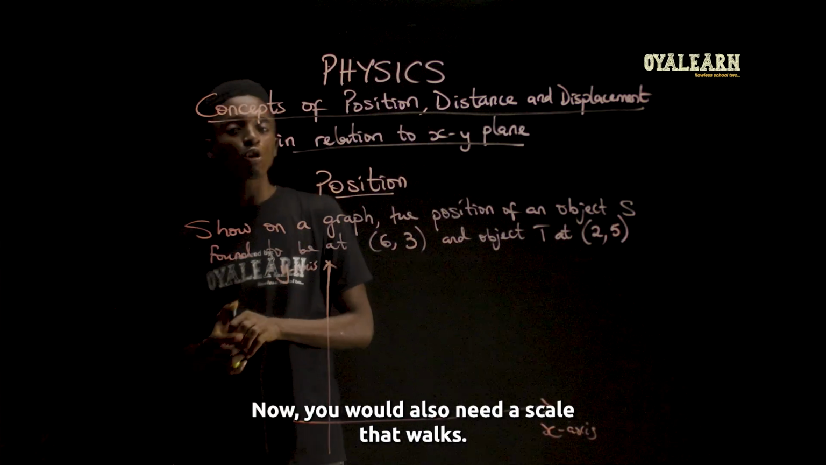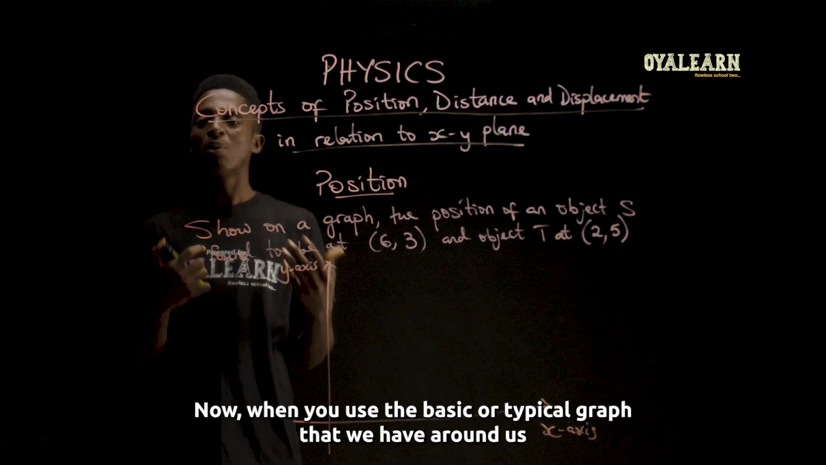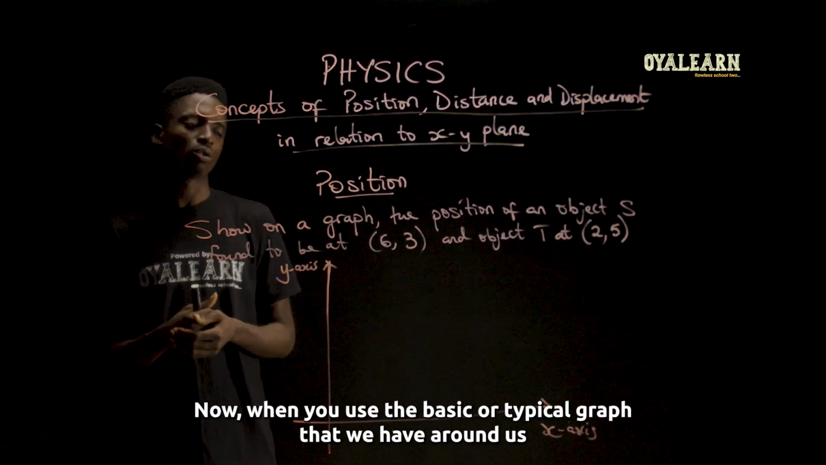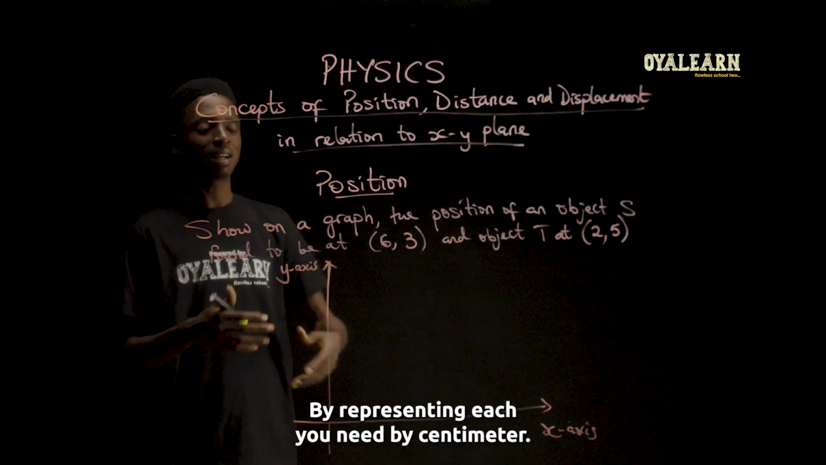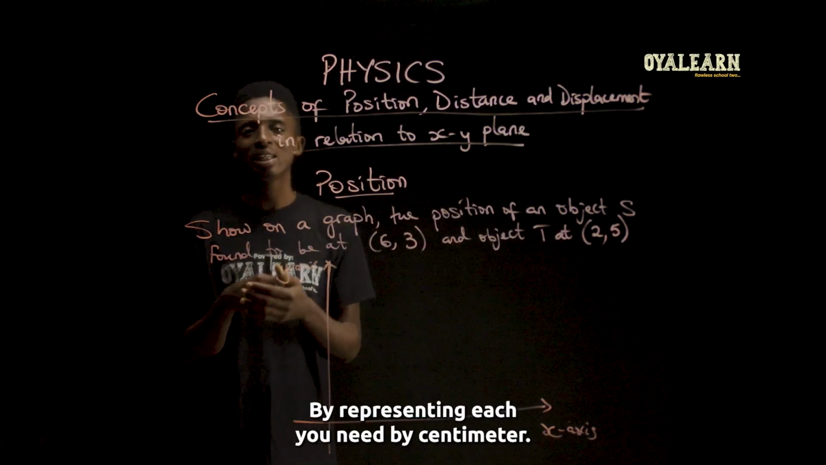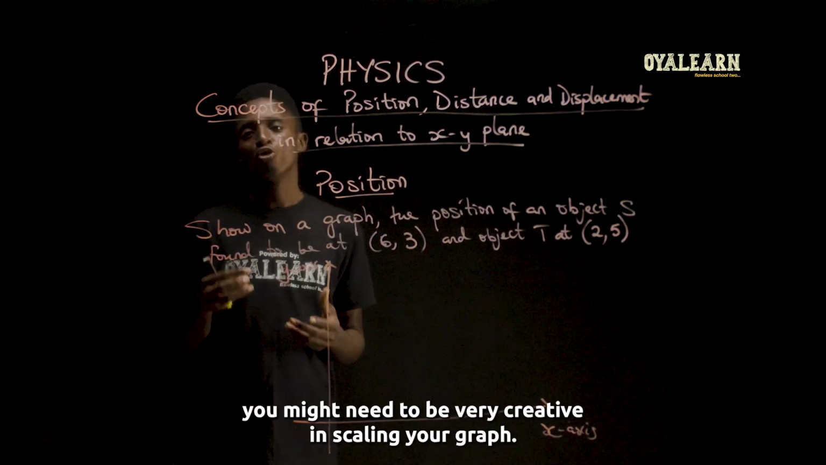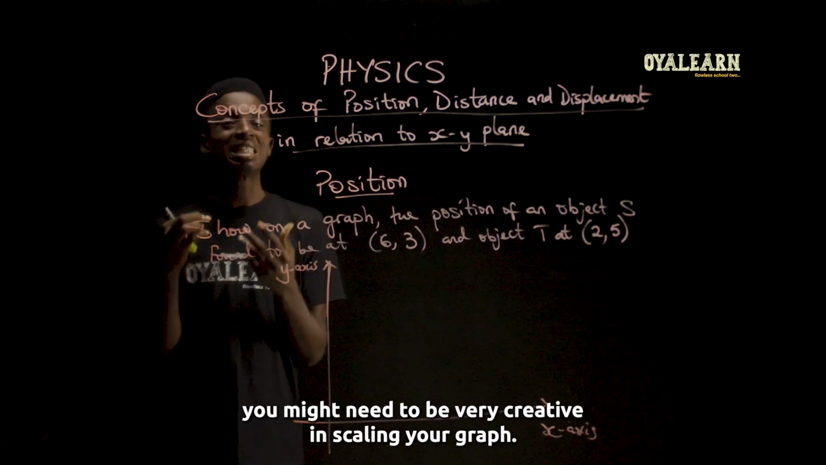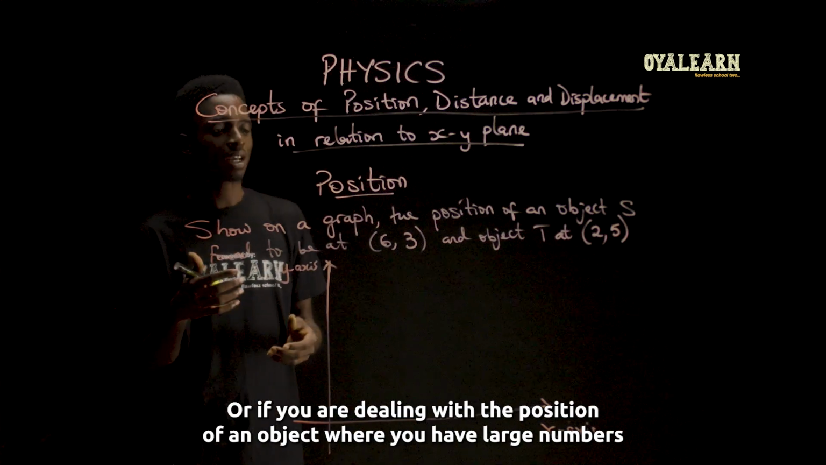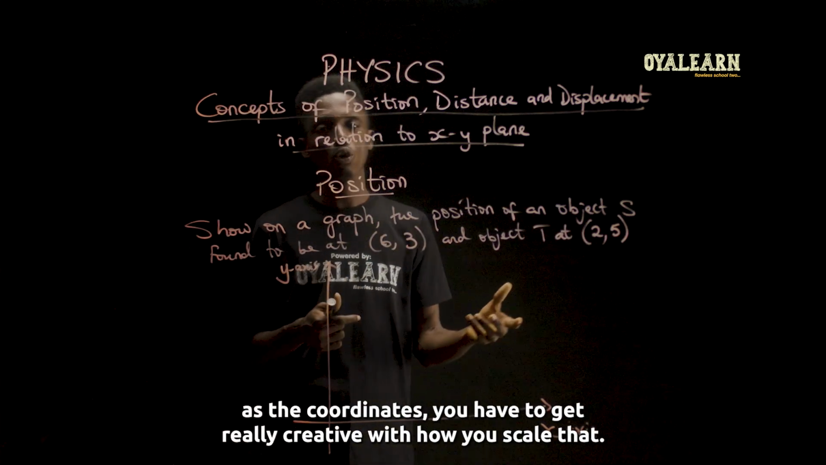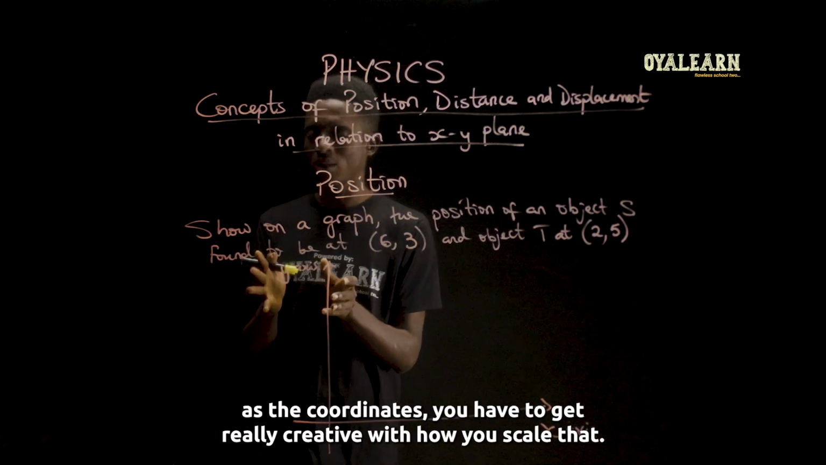You would also need a scale that works. When you use the basic or typical graph that we have around us, it has enough space for you to show this by representing each unit by a centimeter. But when you have a smaller graph, you might need to be very creative in scaling your graph. Or if you are dealing with the position of an object where you have large numbers as the coordinates, you have to get really creative with how you scale that.